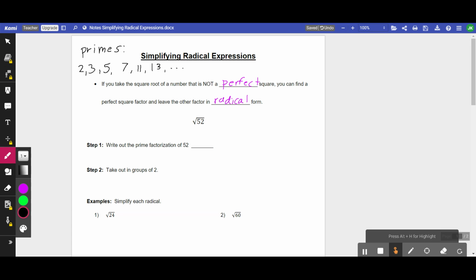So to start, we're going to write the prime factorization of 52. For these, I would divide by 2 until you can't anymore, as long as your number is divisible by 2. I just think that's easiest to start with because it's easy to see if it's divisible by 2: if it's even, it would be. And 52 is even. If it's not even, you can start by dividing by 3 to see if 3 will go into it.